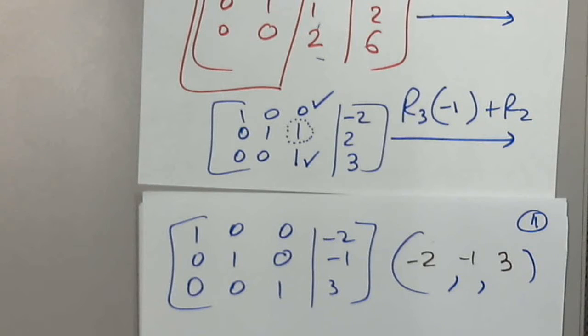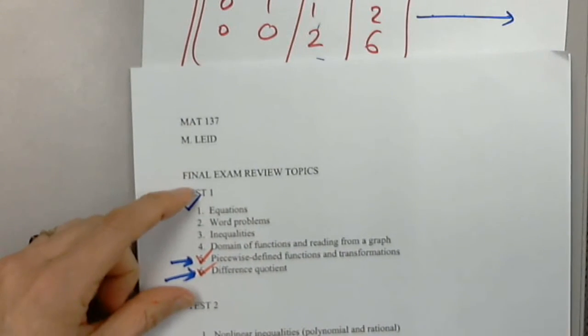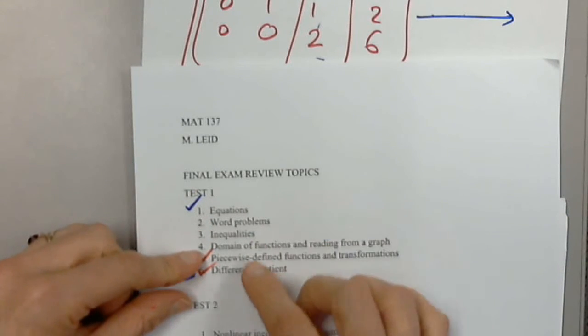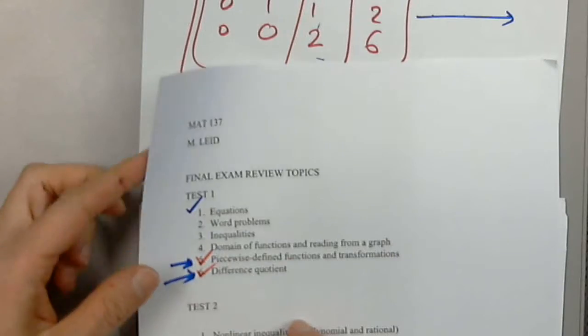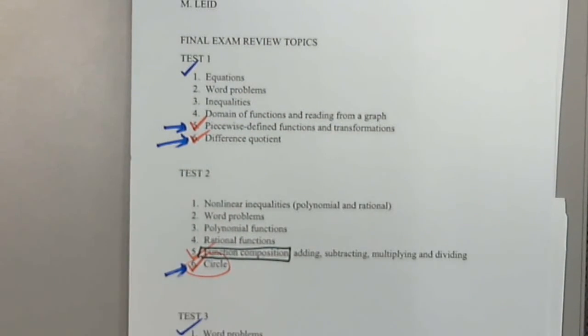This is how I would prepare for this test, for this final. I would redo all 3 tests with solutions till I understand each and every problem. And then I'll say, okay, let me check here. What are the core problems in test 1? Okay, equations, word problems, inequalities, domain. Then I will look at test 2. What are the core problems here? And I will find more problems.